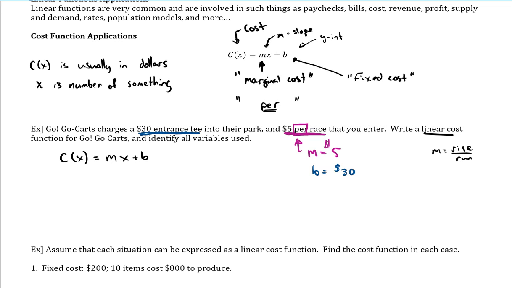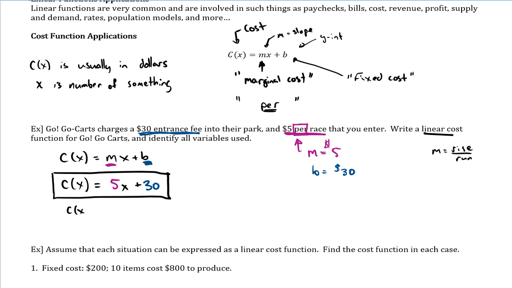Now all we're going to do is put it into these. We've got our letters ready to go. So we've got C of x is equal to m, which is 5, times x, plus the fixed cost of 30. There we go. So this is our cost function right there.